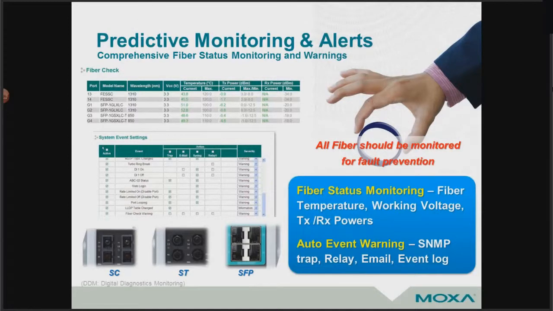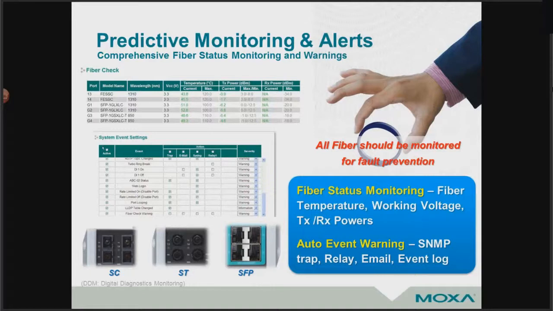Now, having a reactive type of situation is fine, but even better is being able to predict or have a proactive kind of monitoring. So one of the things that we are starting to see on industrial switches is actually fiber monitoring. Most people don't realize that fiber does degrade over time, not just the glass itself, but the transceivers and the receivers tend to degrade over time as well.